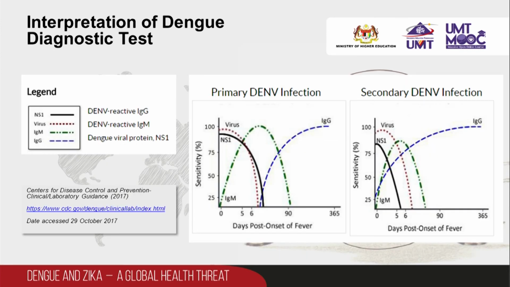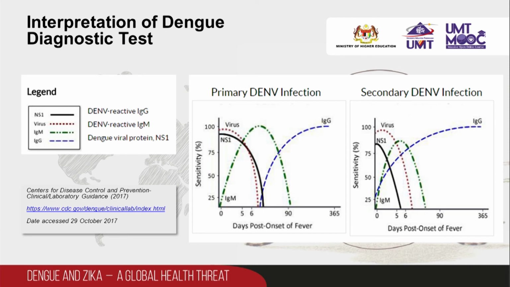The acquired immune response following a dengue infection consists of the production of IgM and IgG antibodies. The immune response varies depending on whether the individual has a primary infection, which is the first dengue or other flavivirus infection, versus a secondary infection, which is when they have had a dengue or other flavivirus infection in the past. The primary versus secondary dengue infection can be determined by using a simple algorithm.